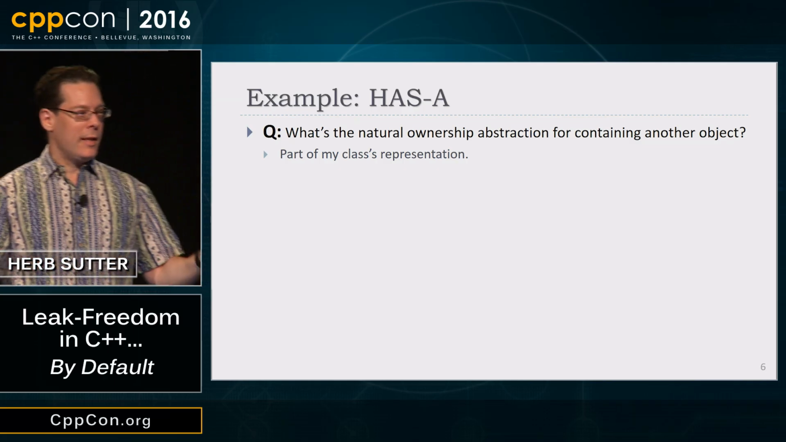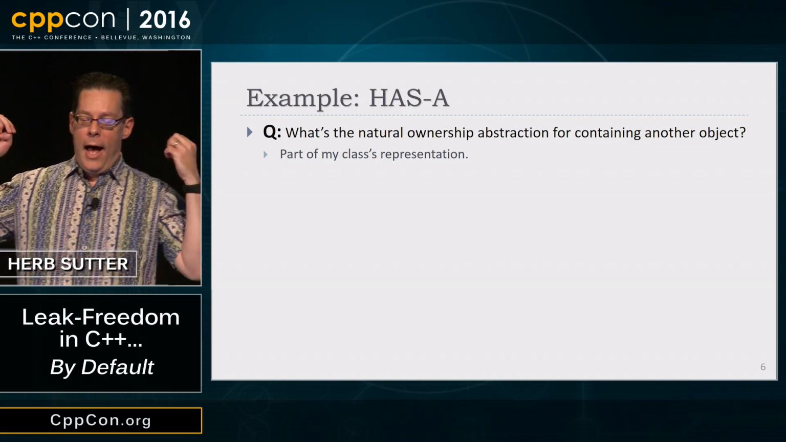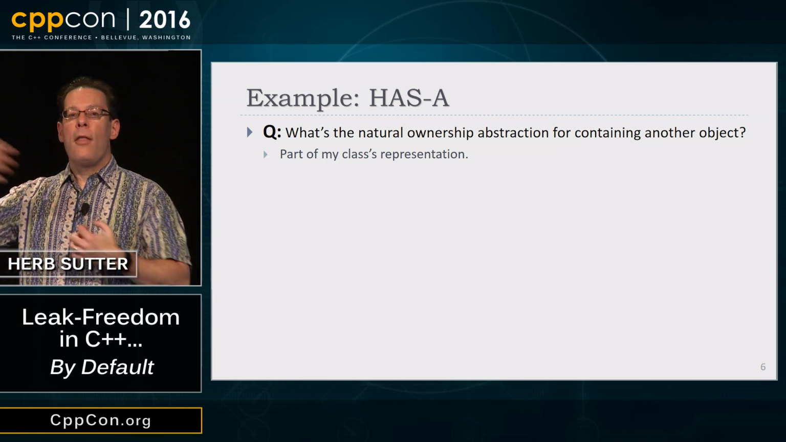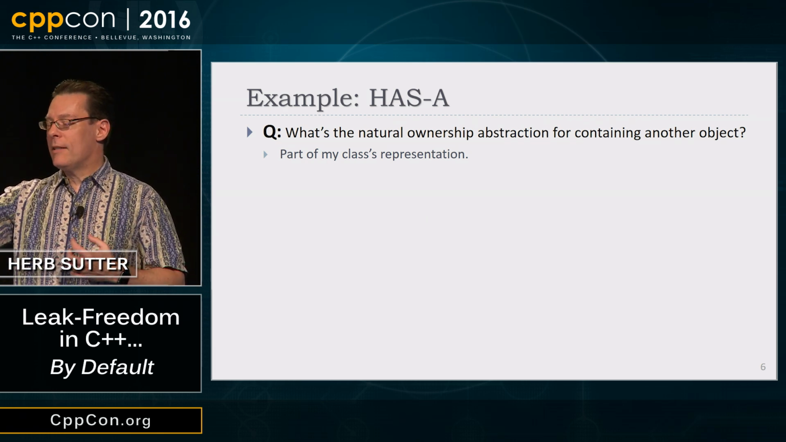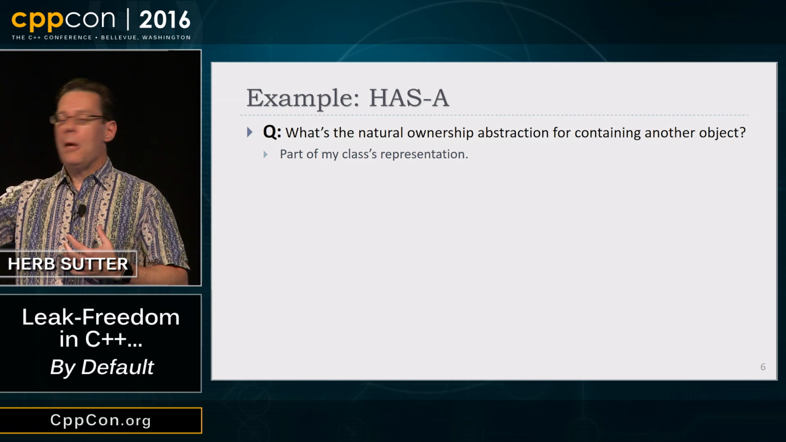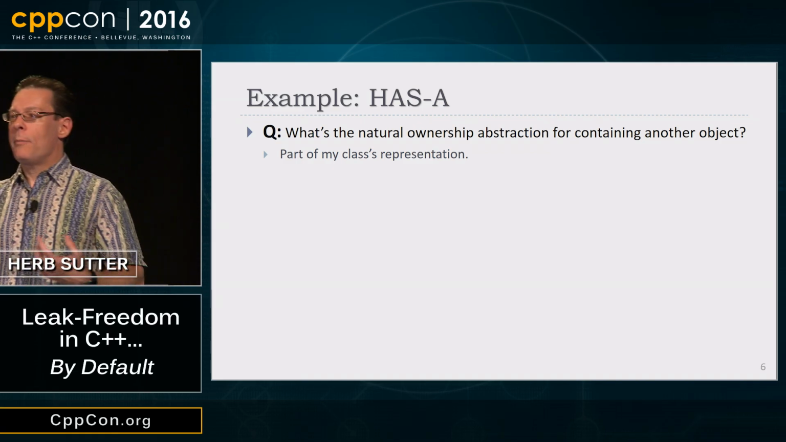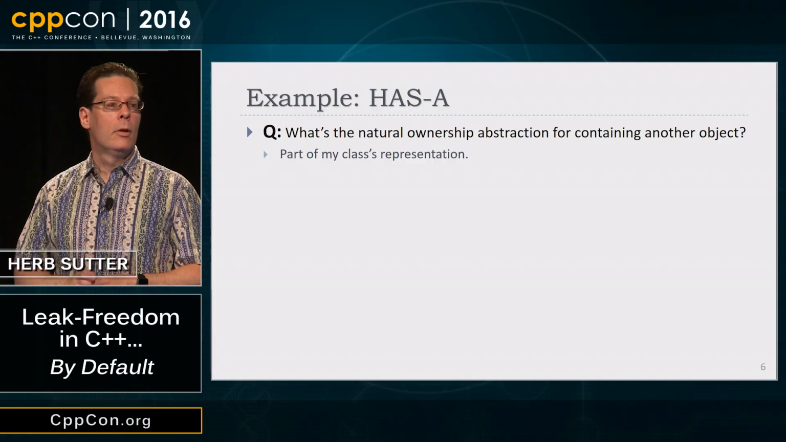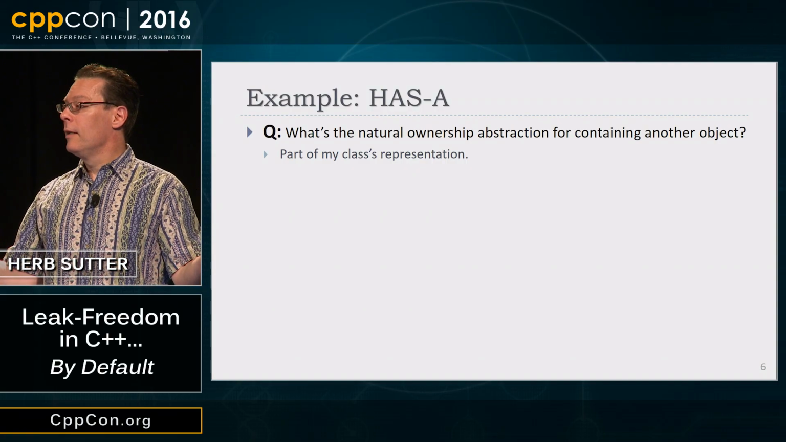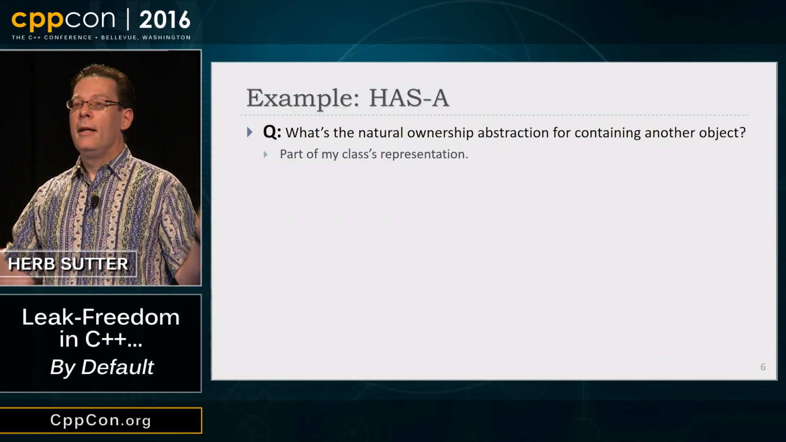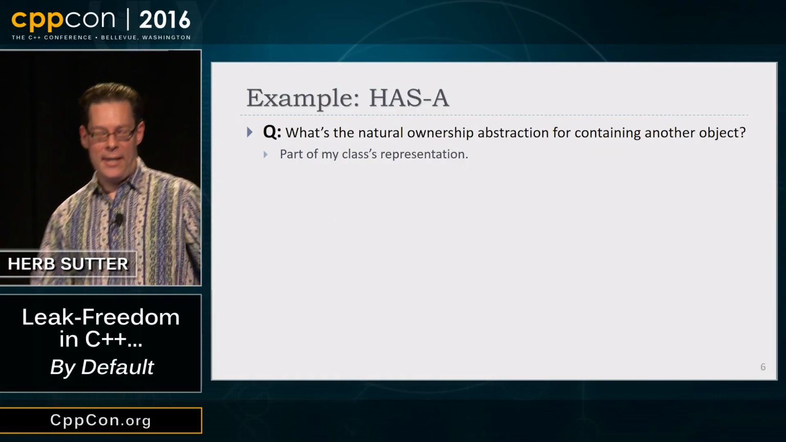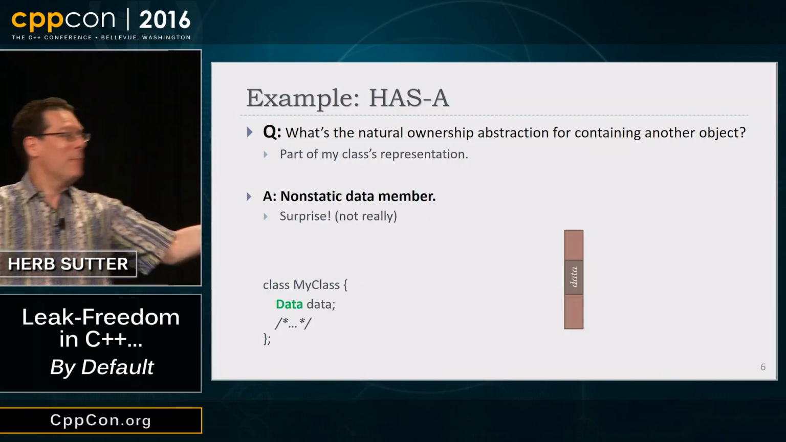The very simplest example you can have is, I, in my class, want to use another object of some other data type, and it's my object, it's part of my class's representation, I want it to live for exactly as long as my object does. How do you express that in C++? Not a trick question. Has a data member. Surprise! We make it a data member.